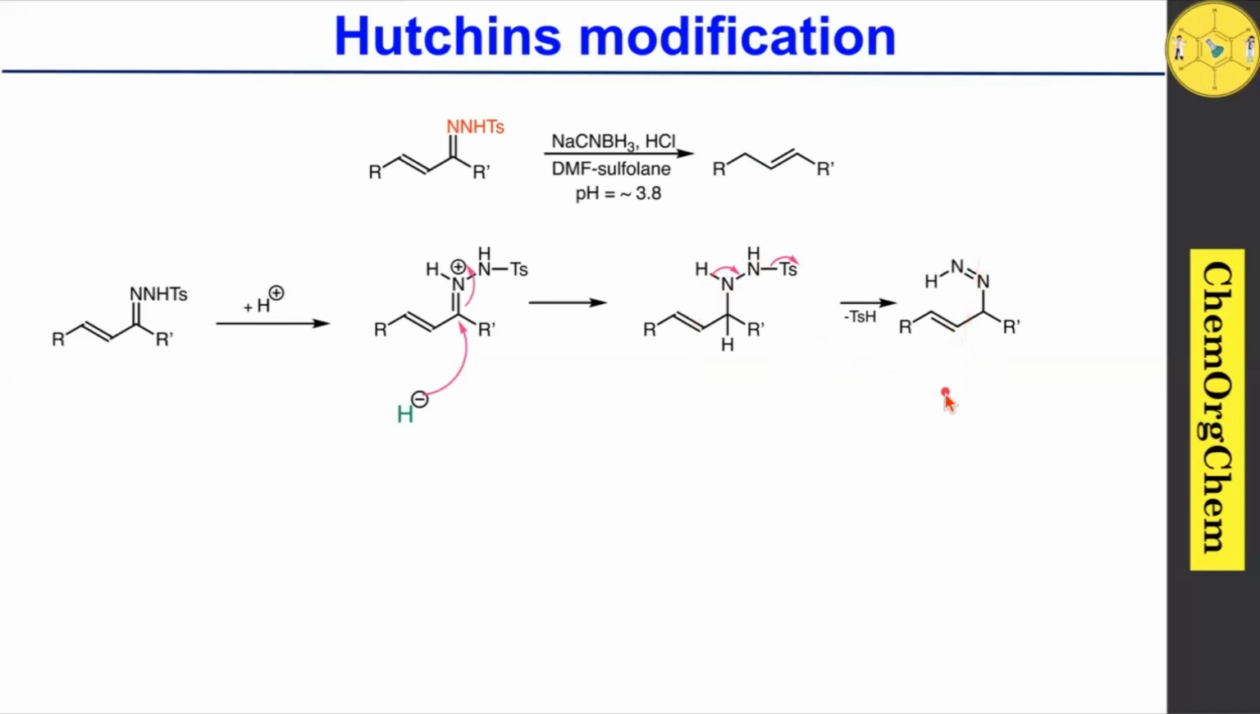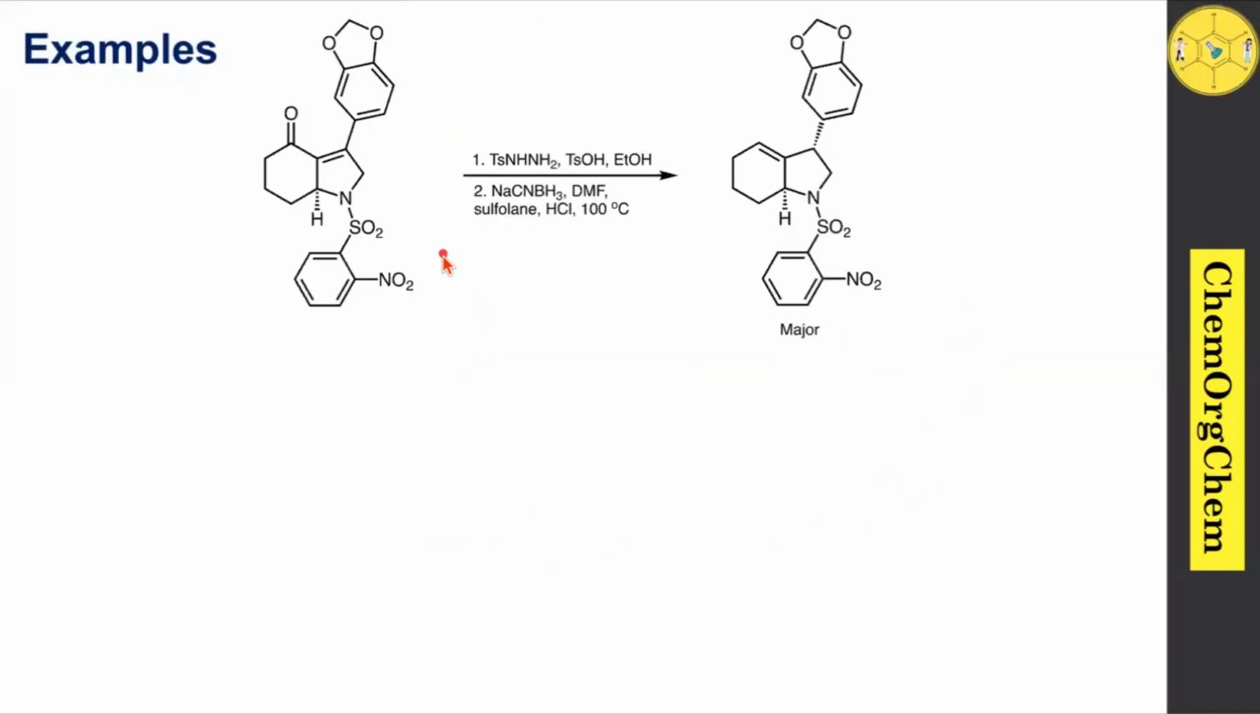Now this diazene intermediate undergoes a 1,5 sigmatropic rearrangement to produce this product with alkene transposition. Let's see some examples for Hutchins modification. So this is the first example.